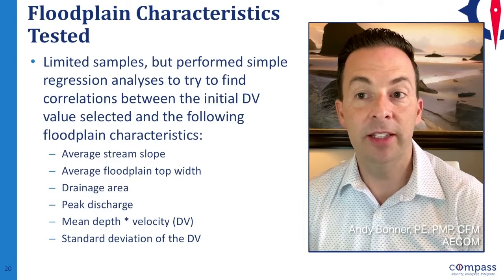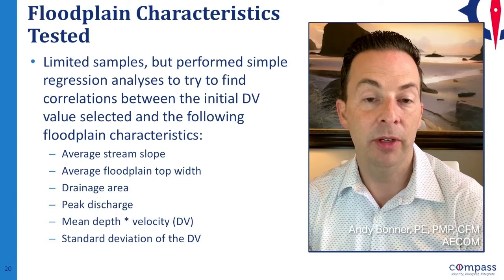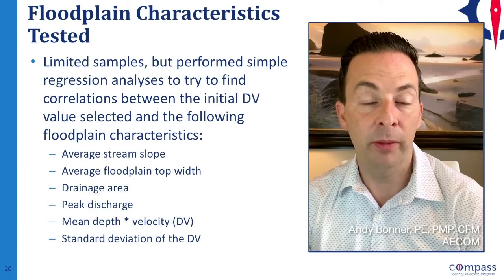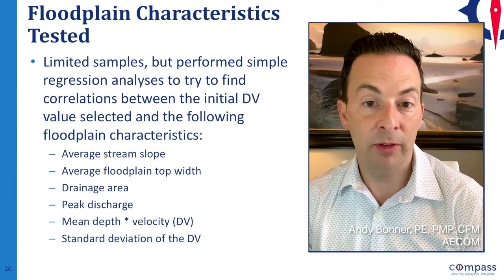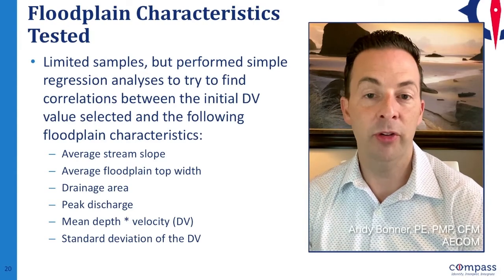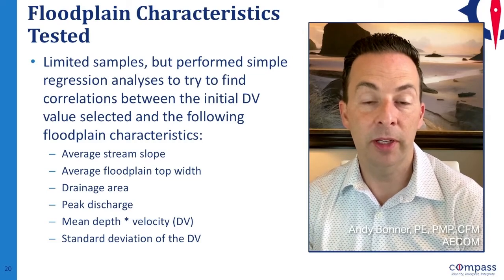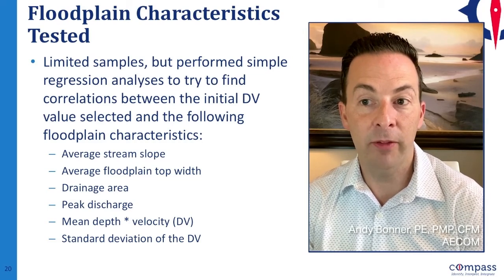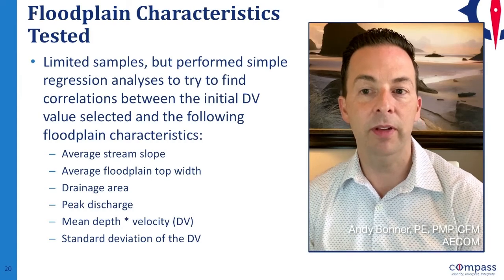In order to test this idea, we decided to look for correlations between the depth times velocity value, or that contour where the encroachments were placed, and the different floodplain characteristics such as average slope, average top width, drainage area, and peak discharge. We also decided to look at the mean depth times velocity over the entire floodplain, as well as the standard deviation.